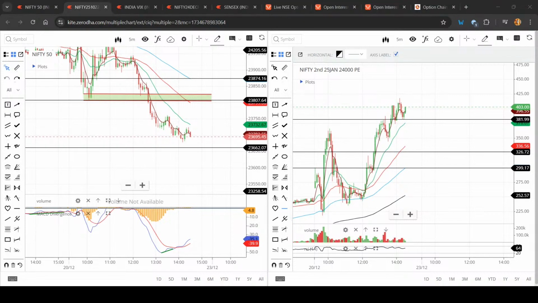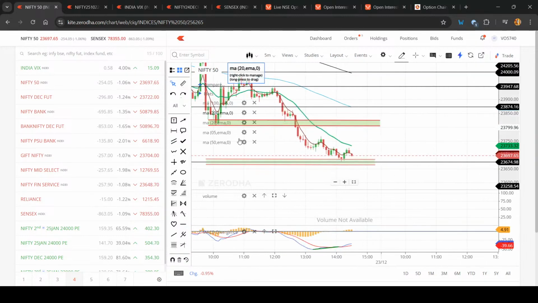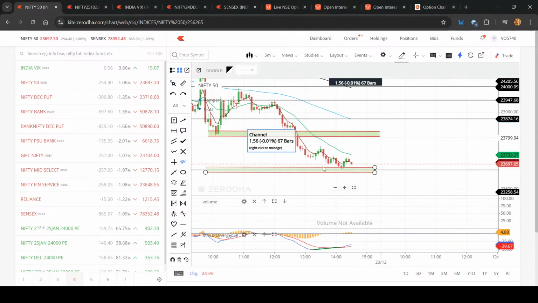I think we are done with the market. Let's focus on carrying, hedging, what to carry, what not to carry. For today's market, I think we are done. I don't expect 681 to be broken now. The market might spend some time here only.